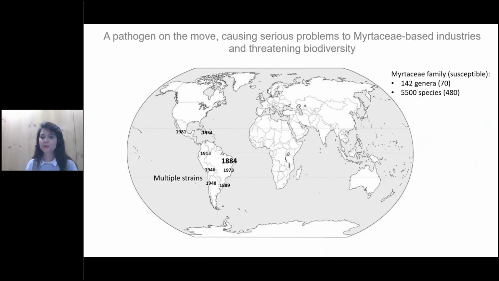So Myrtle Rust occurs widely across the globe, and it is now recognized as one of the most invasive forest diseases. It is the cause of serious problems in Myrtaceae-based industries, and it is also threatening biodiversity. This map shows you the initial geographic distribution of Myrtle Rust since its discovery on guavas in Brazil in 1884. It is assumed that the rust originated from this region, and it was probably present in South and Central America prior to being reported in publications.